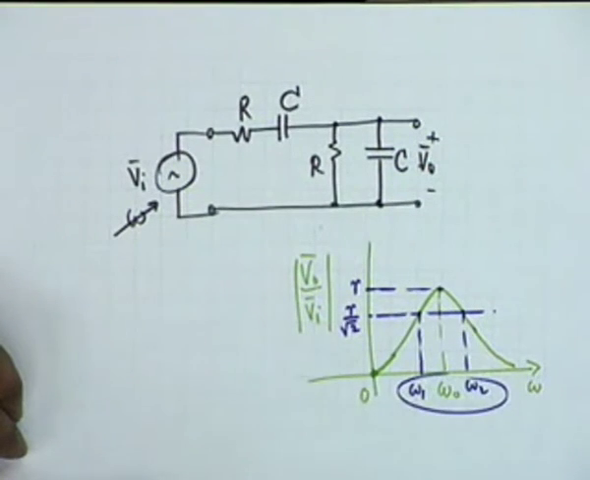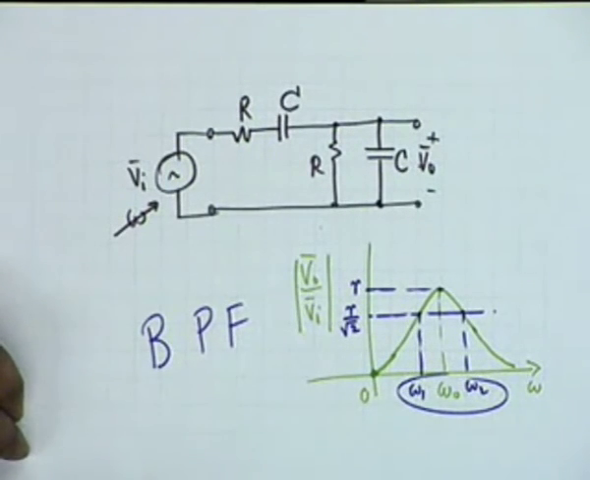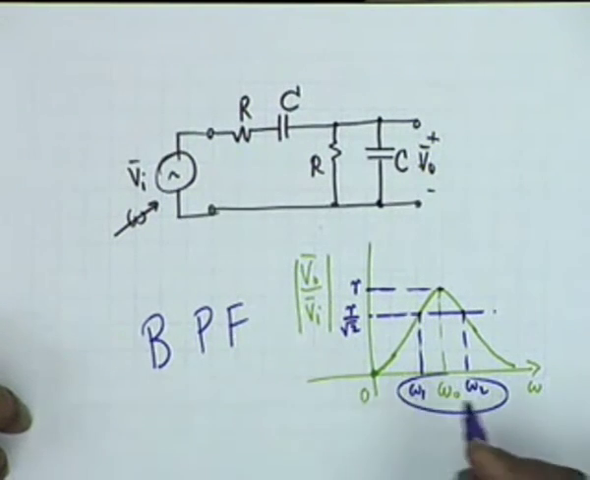This band of frequencies centered around omega 0, between omega 1 and omega 2, we say the filter passes. Therefore it passes a band of frequencies, and it is called a band pass filter, BPF. The qualitative nature of this filter we derived simply by physical reasoning, and it is possible to do so in most of the cases. Obviously it discriminates against low frequencies, it also discriminates against high frequencies, and it only passes a small band of frequencies.